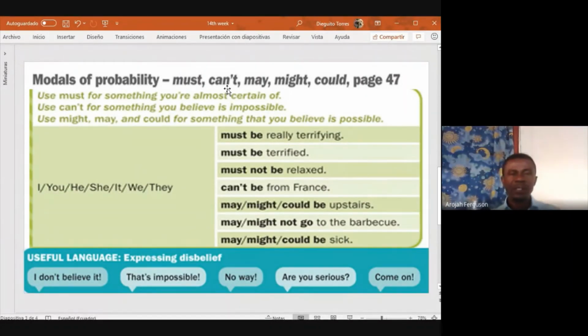Very good. So there you have the modal probabilities. There are others, should and shouldn't and all of that. But the book only limited us to this. Refer to your book on page 47, there's a review activity that we'll do. Okay, so don't worry. There's the other version, the useful language. Okay, useful language, expressions of this belief.